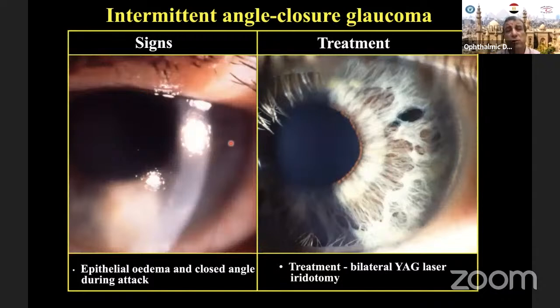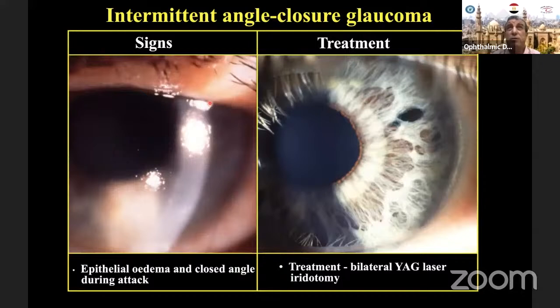If you want to see the intermittent angle closure glaucomas, what are the symptoms? What are the signs? And how are you going to treat? Simply, intermittent angle closure means there is on-off angle closure. On means that the angle is closed or occludable, especially if you have a precipitating factor.